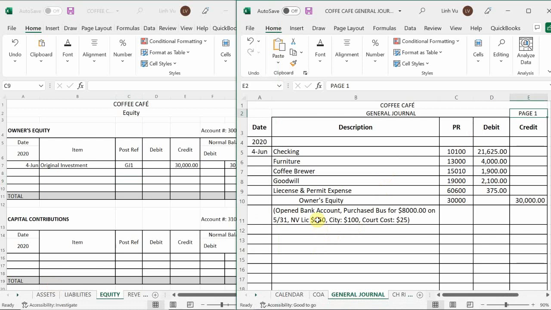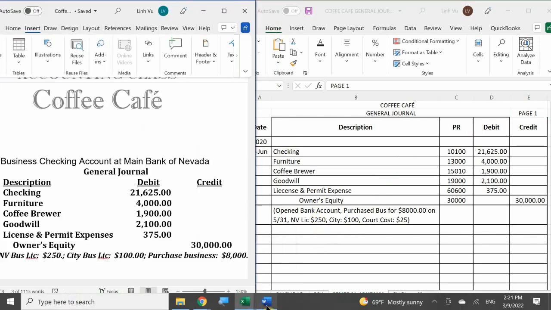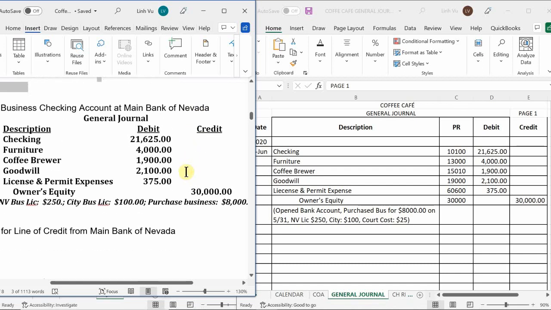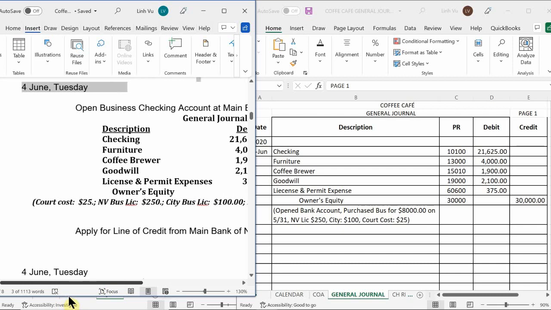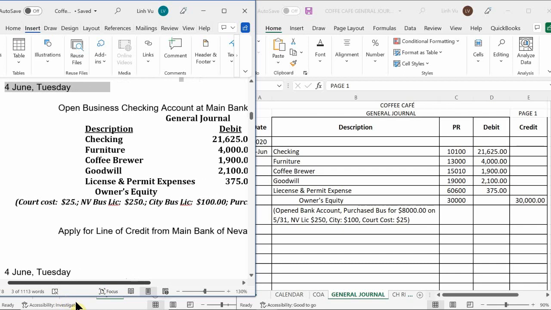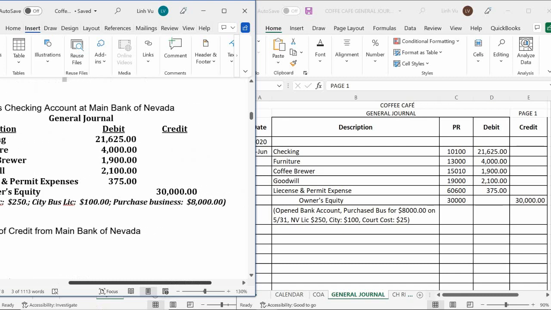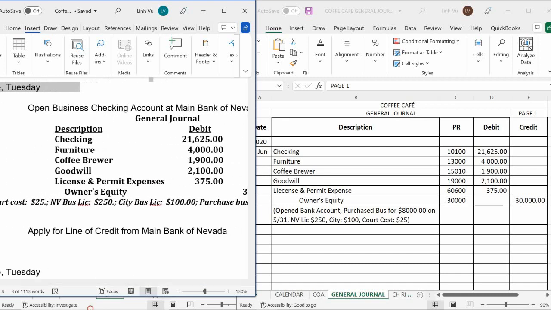All right? So now that we finished our very first transaction, we posted to the ledger. Now, let's go ahead and see what has happened next. Then you end up applying for a line of credit from Bank of Nevada. So in this case, is this a business transaction we need to record?